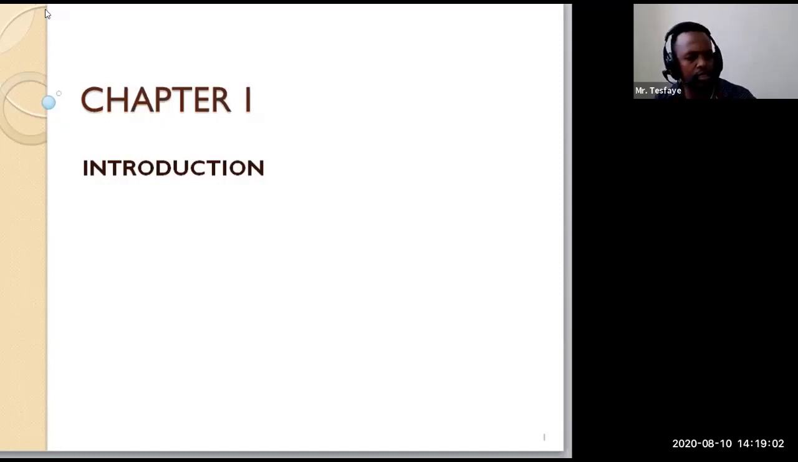The sixth chapter is about cost allocation. We have general cost allocation and allocation for economic decisions and motivation. So we discuss this cost allocation in the sixth chapter.